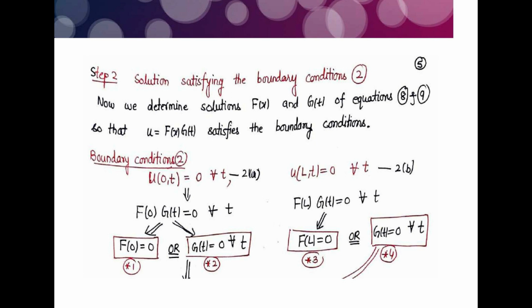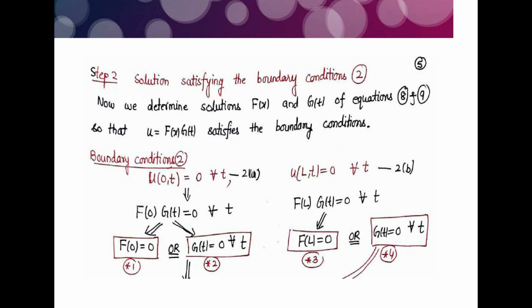Now step 2, solution of partial differential equation 1 satisfying the boundary conditions 2. For this one, we just find out the boundary conditions in terms of these new functions capital F, which is a function of only x, and G of t, so that u equal to F into G satisfies the boundary conditions. So I'm rewriting the boundary conditions given by 2, that is u of 0 comma t is 0 for all values of t. This is equation number 2a. Then the second equation 2b, u of L comma t is equal to 0 for all values of t.